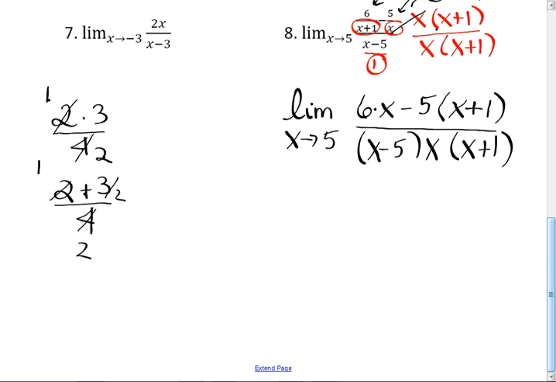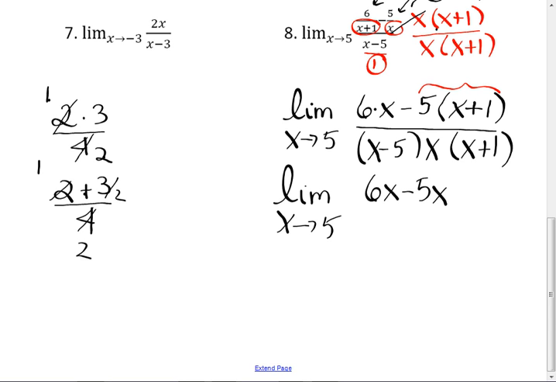But what I can do is I can go ahead and multiply that out and then combine similar terms. You always want to simplify your numerator until you can't get it any more simple. Then you factor. So it's the limit as x goes to 5. That's 6x. And what's this going to give me? Minus 5x minus 5.